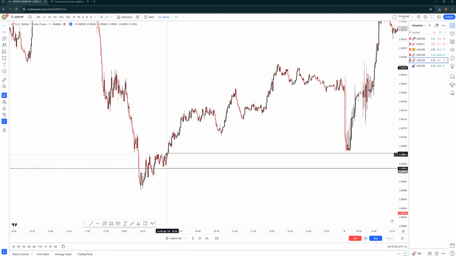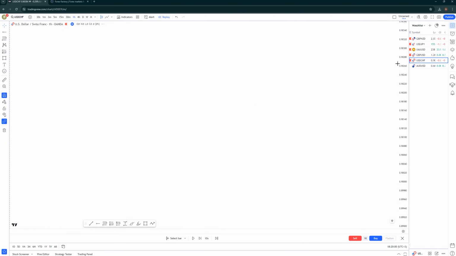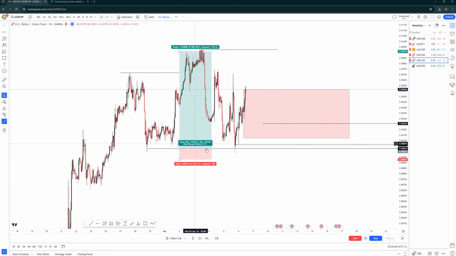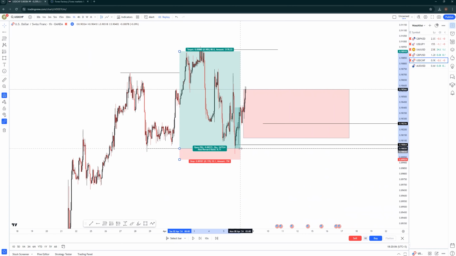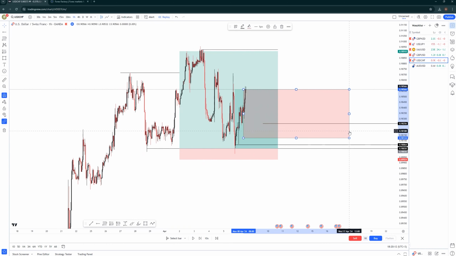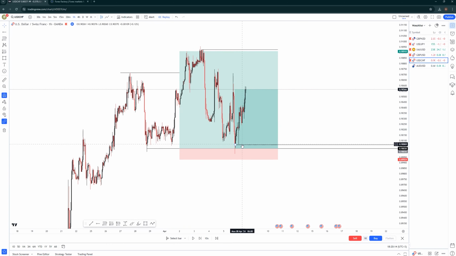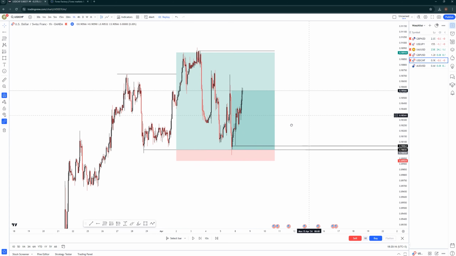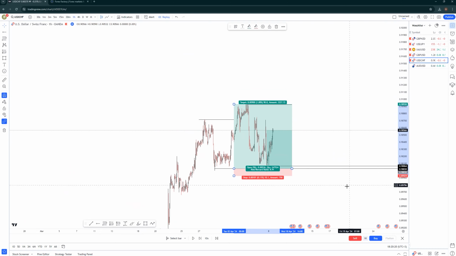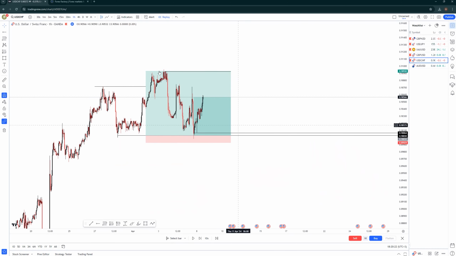So this is where I put my entry, and this entry was activated, I think, let me show you. This was the first entry, and then the second entry is at this area here. So this was the first take profit. So let's see how the price just reacted.